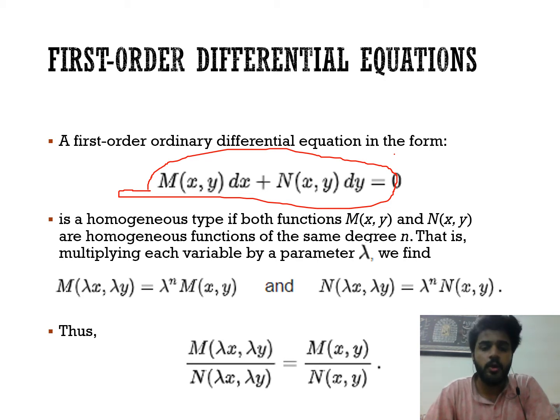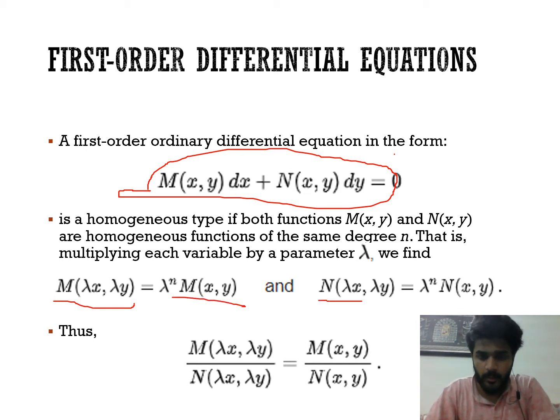It is a homogeneous type if both functions M of x,y and N of x,y are homogeneous functions of the same degree n, or nth order. For that case, we will multiply each variable by a parameter lambda. We find that the nth term will be multiplied by lambda, all the values of the nth term, and so on.